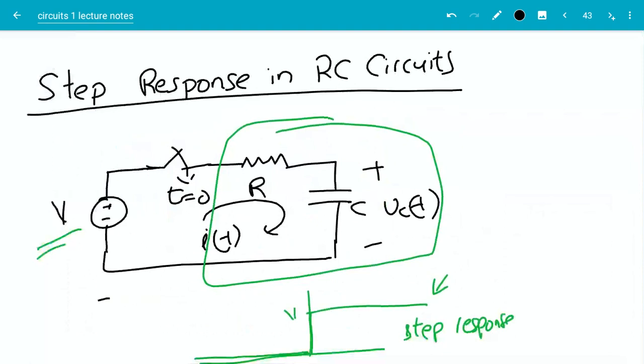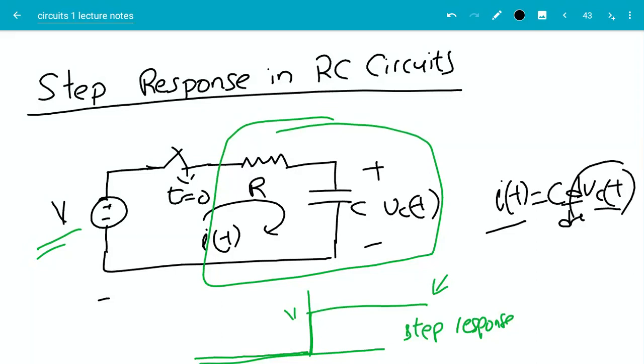Because the voltage across the capacitor cannot change instantaneously. We have I of t equal to C times the derivative of Vc of t. If the voltage changes instantaneously, it requires an infinite amount of current, which is not possible in general. So the voltage across the capacitor remains continuous. That means at t equal to 0, the voltage here would be 0.